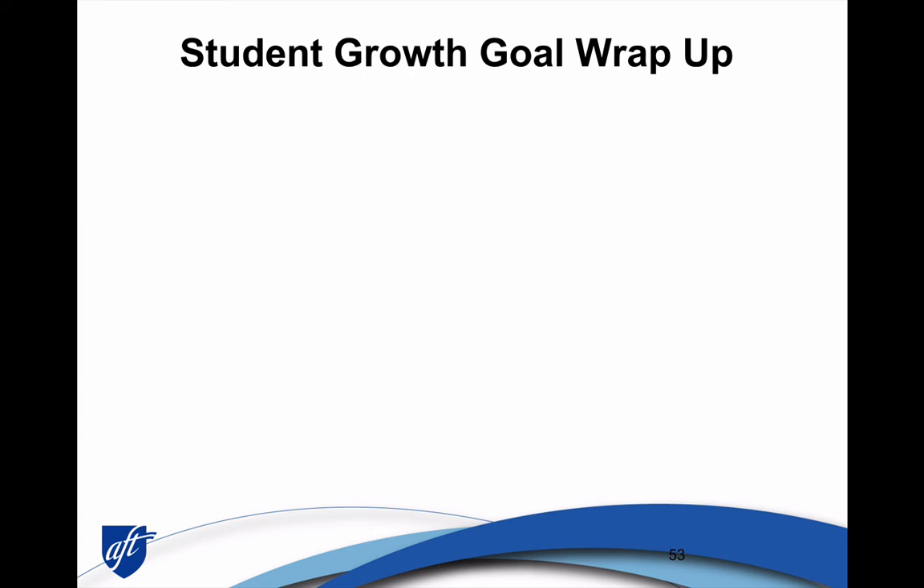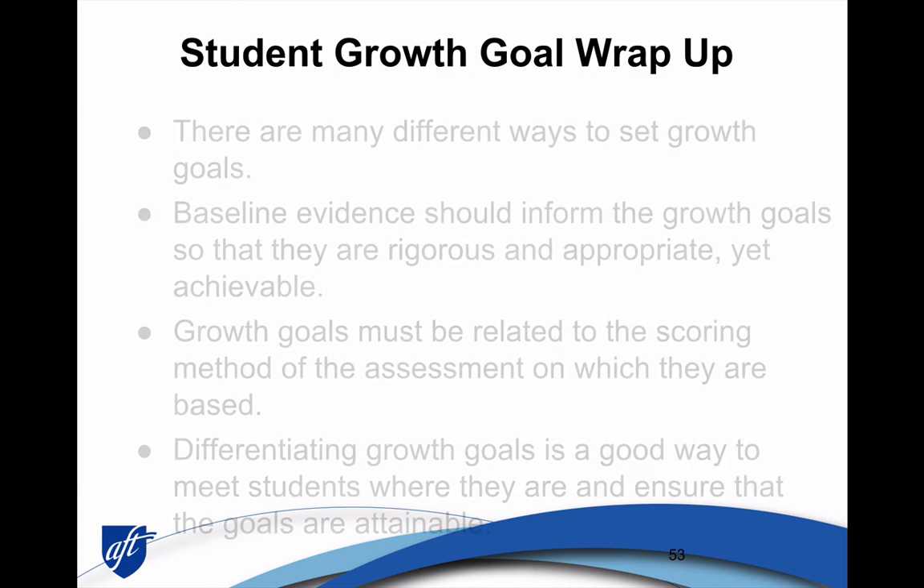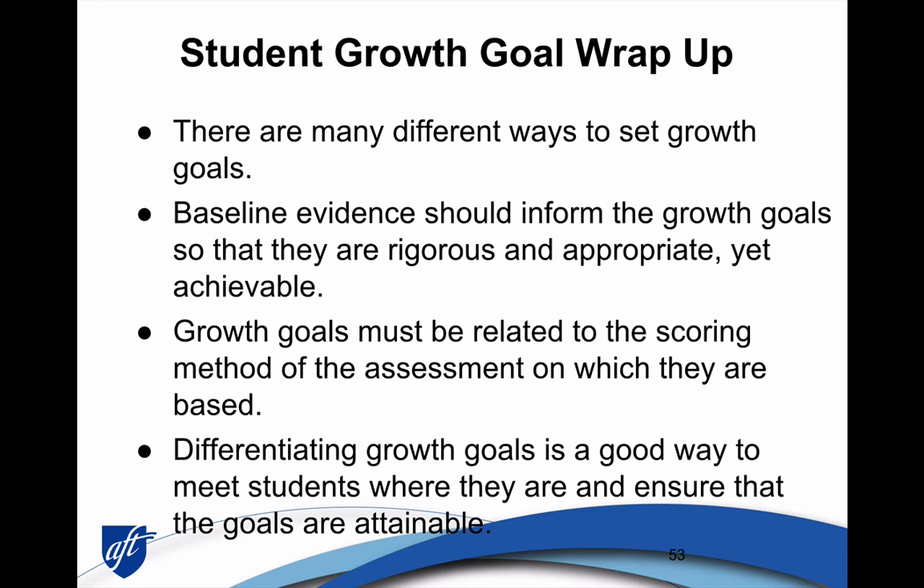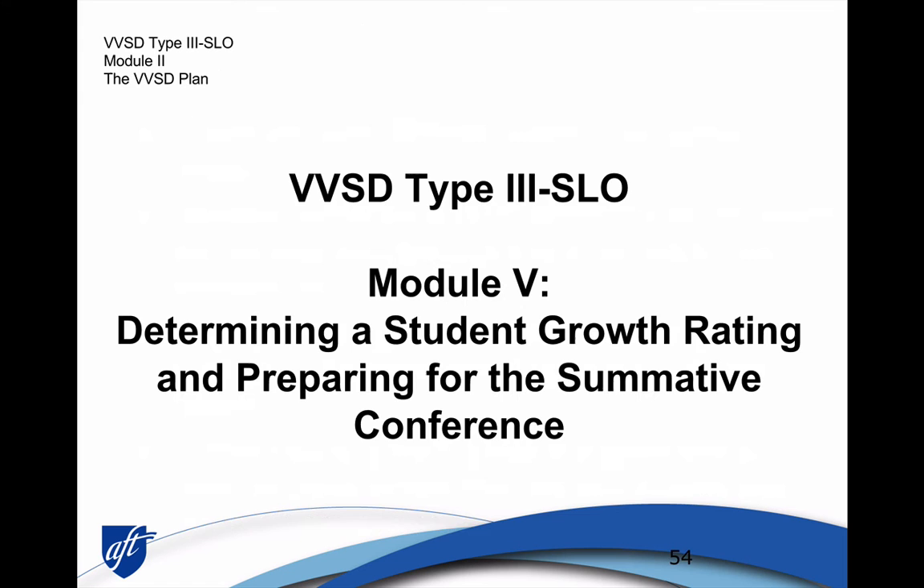To wrap up, there are many different ways to set growth goals. Baseline evidence should inform the growth goals so that they are rigorous and appropriate, yet achievable. Growth goals must be related to the scoring method of the assessment on which they are based. And differentiating growth goals is a good way to meet students where they are and ensure that the goals are attainable. This concludes Module 4 of the AFT presentation on Type 3 SLOs.